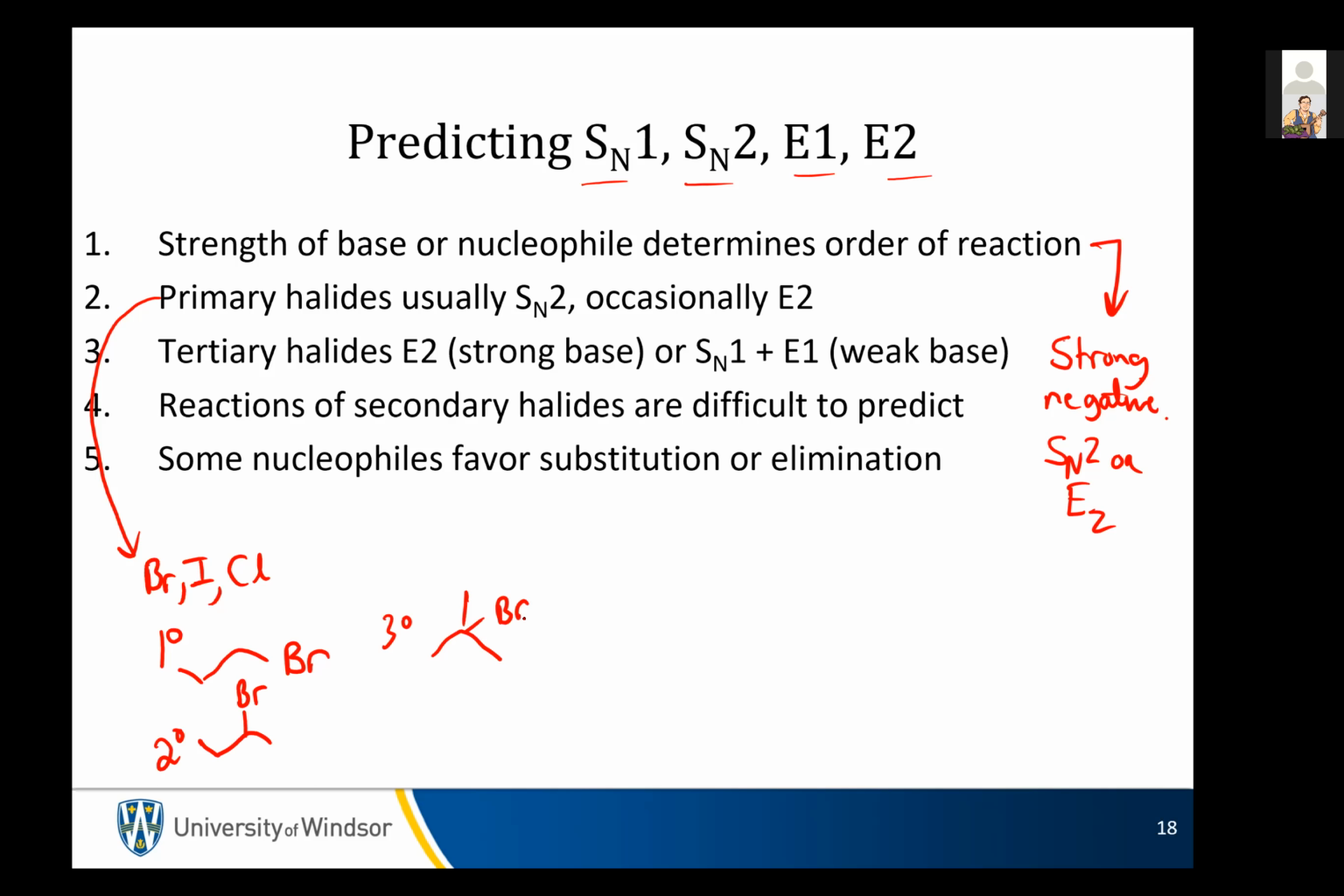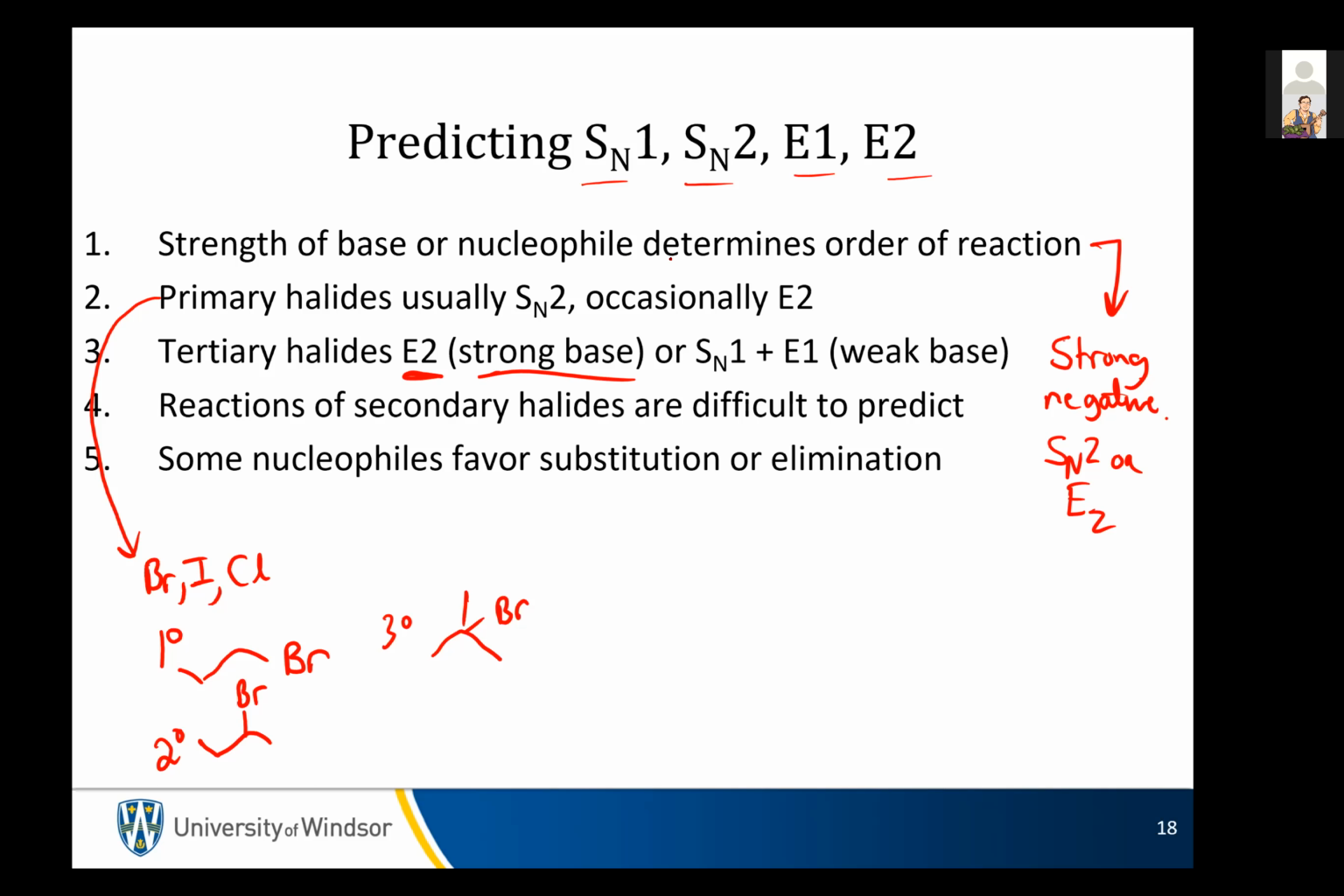Tertiary halides go E2 under strong base. Please see point number 1. So if you have a strong base, it's strongly reactive. It favors SN2 or E2. The SN2 is impossible for a tertiary halide. We discussed that because you need that backside attack, and the backside is too crowded for a tertiary halide.